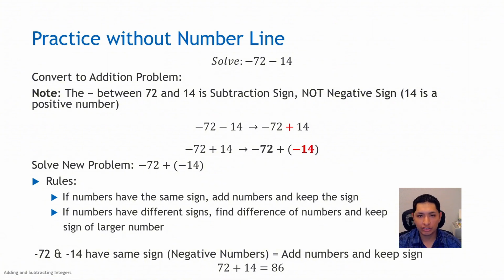But we're not done yet because we need to give it the correct sign. Is it positive or negative? And by the rule, since both numbers were negative, we keep that sign and we give it to the answer. So the answer becomes negative 86. So when you add them, you get that value, but then the second step is to give it the correct sign. Give it the same sign that both of those numbers had. So the answer is negative 86.